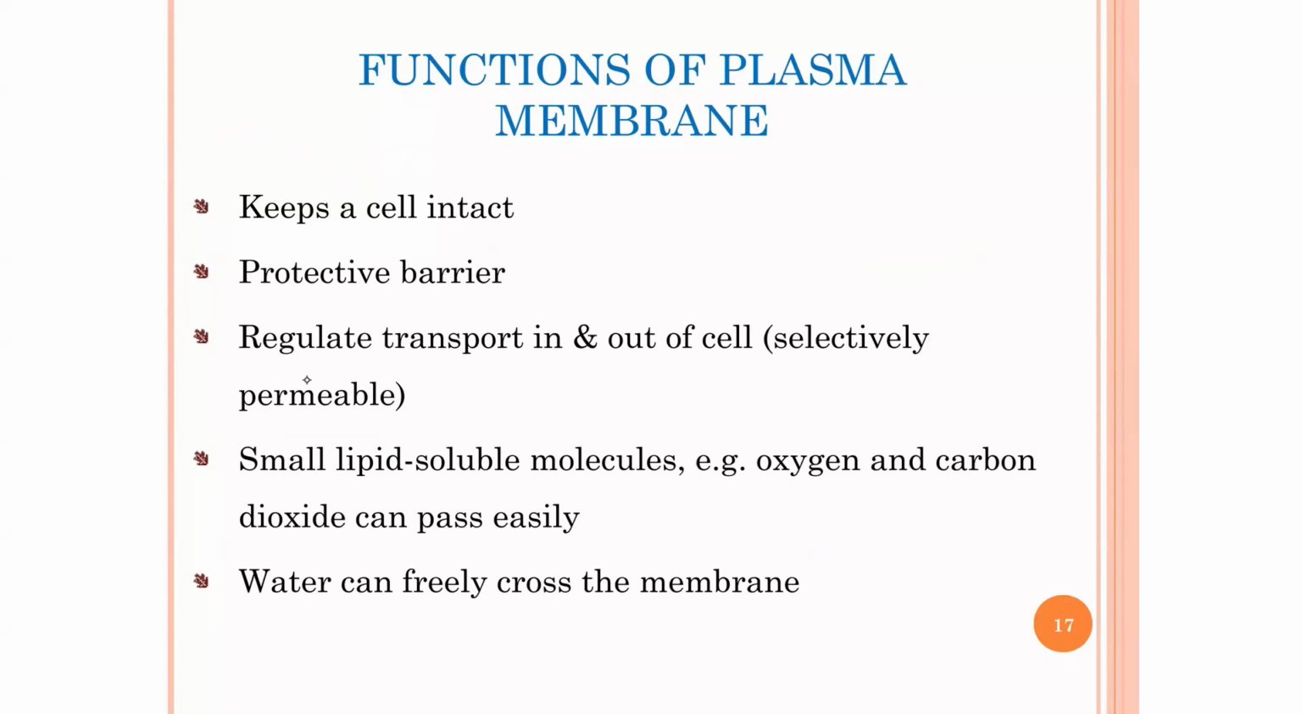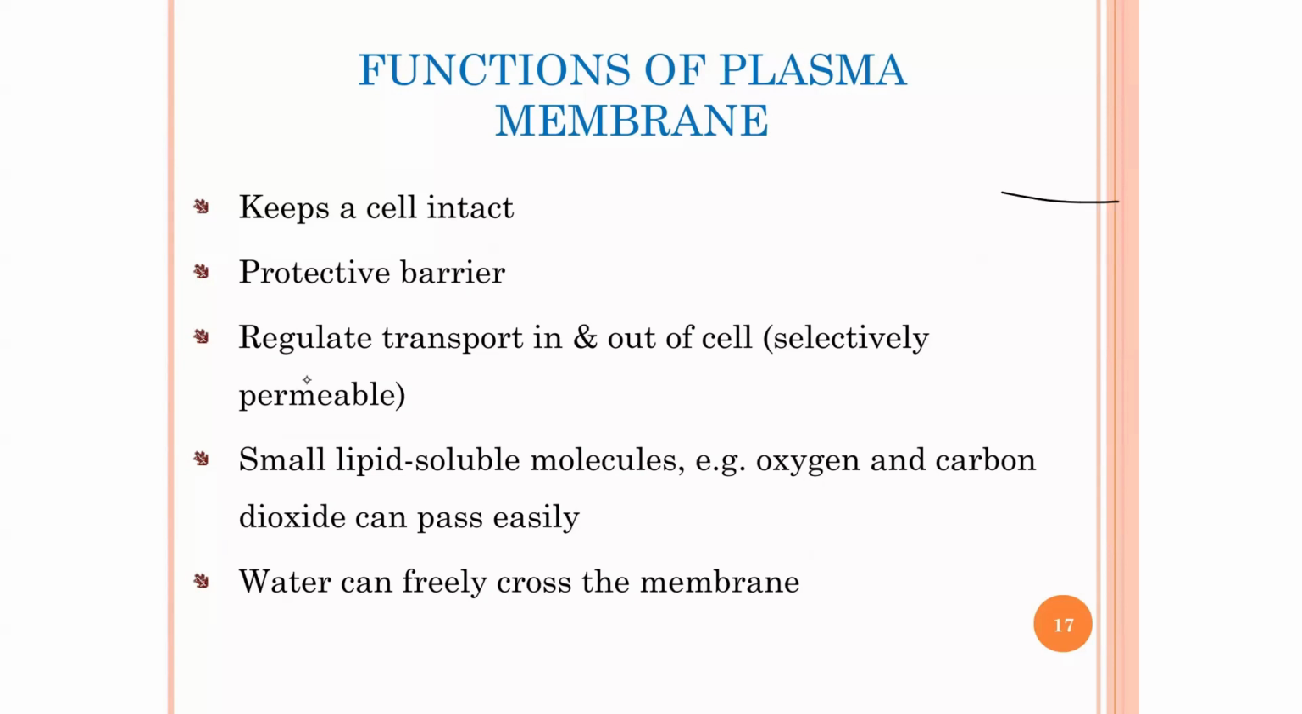There are also small lipid soluble molecules. All those small lipid molecules can easily pass into the cell. For example, oxygen and carbon dioxide can easily pass into the cell. Water can also freely cross the cell membrane. So these are some of the functions of the cell membrane. It keeps the cell intact, it protects the cell, and it regulates the transport of substances in and out of the cell. For example, lipid soluble molecules can easily pass into and out of the cell.